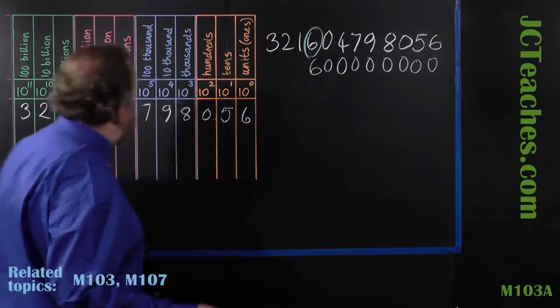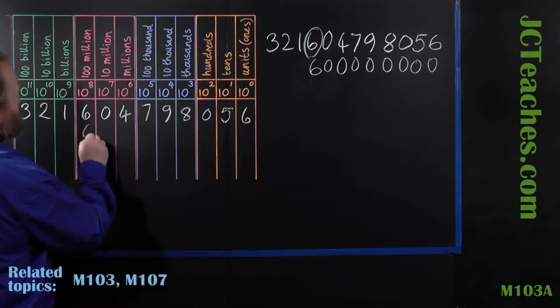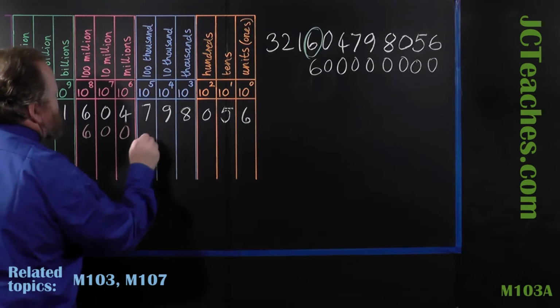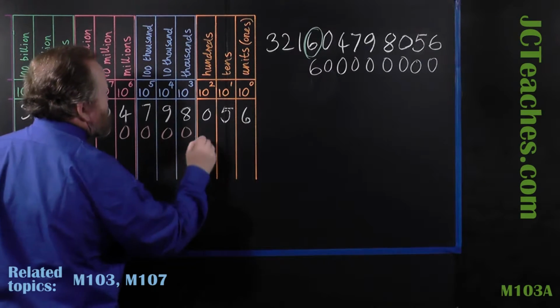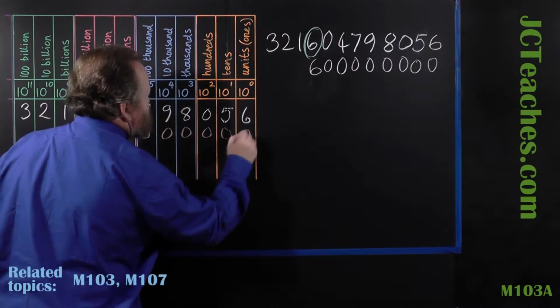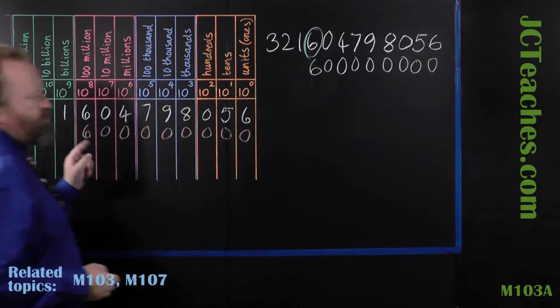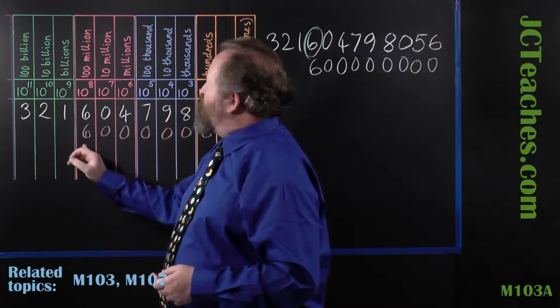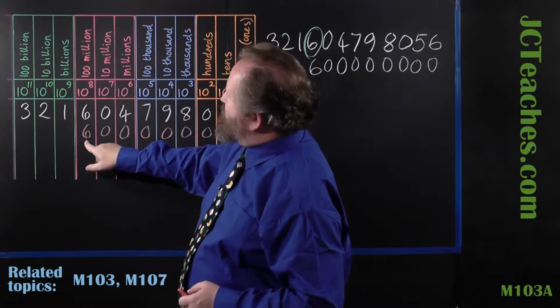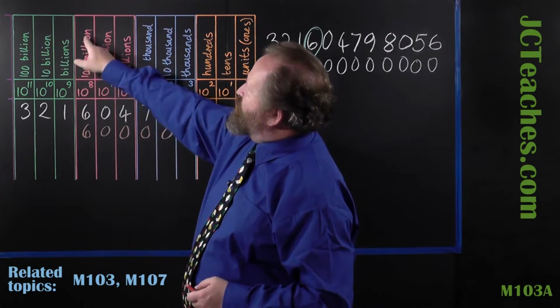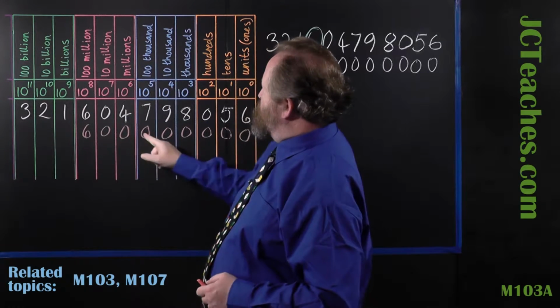I think I'll do it in red. So I've got 6, 0, 0, 0, 0, 0, 0, 0, 0. And in this case, we can see from the table that a digit in that position is worth 100 million. So I've got 600 million.